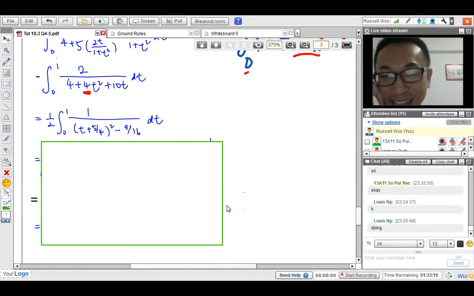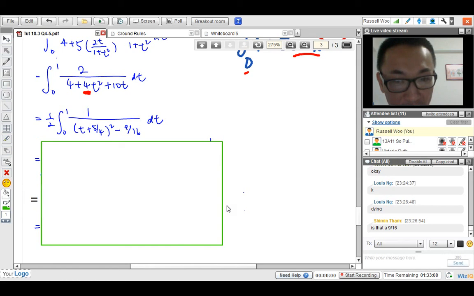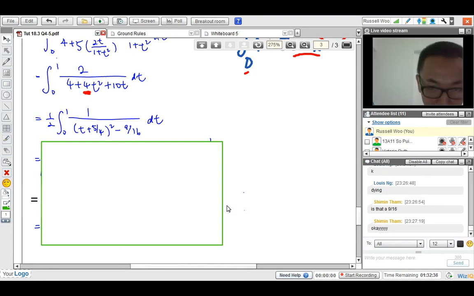No, no, no, Louis, you don't have to complete your square now. I'm just saying that you know the principle of it. Yes, it's a 9 over 16, Shimin. You should know that you should complete a square. Don't bother doing it now if you can't catch up, which is perfectly fine. But you should know that you want to complete the square. I really don't think we should. Okay, try all by yourself later on.